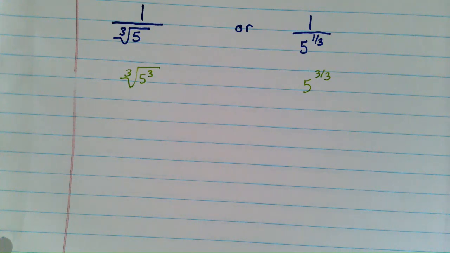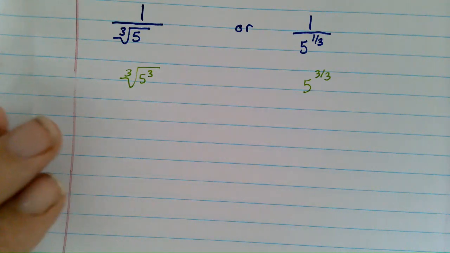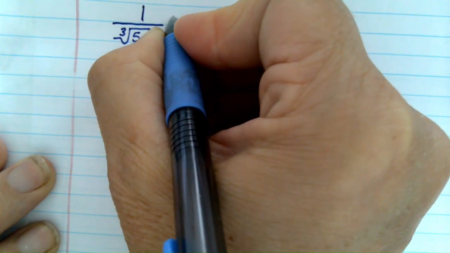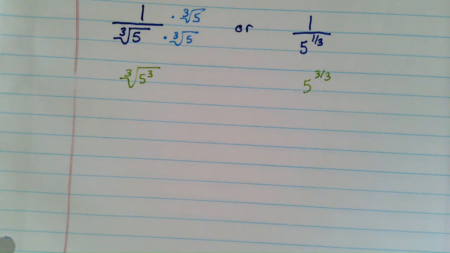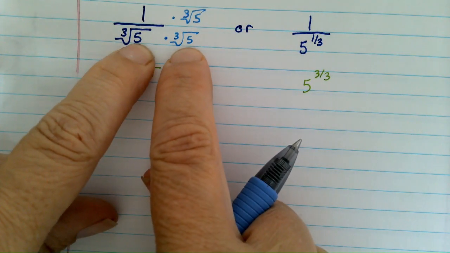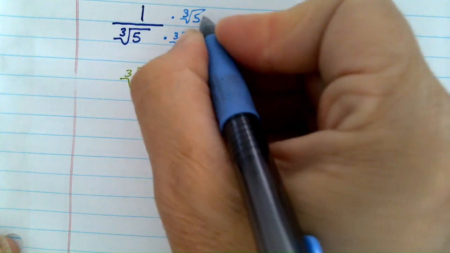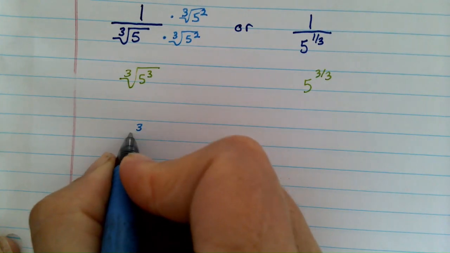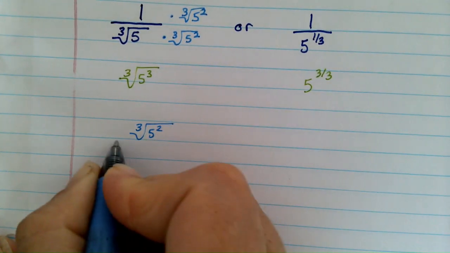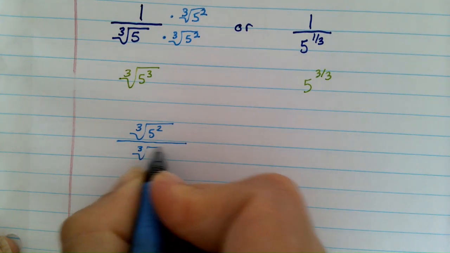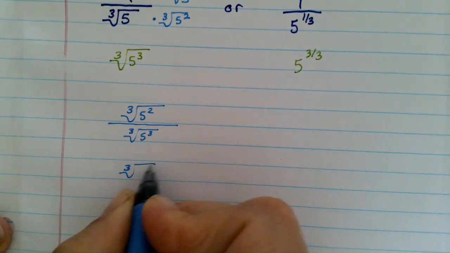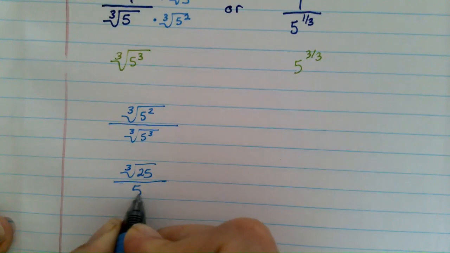So what am I going to have to multiply to get to that? If I just multiply by the cube root of 5, numerator and denominator, do I get 5 cubed underneath? No, there's only 2 5s. I need the cube root of 5 squared. So that in the numerator, I have the cube root of 5 squared, and in the denominator, I have the 3rd root of 5 cubed. Or the 3rd root of 25 over 5.